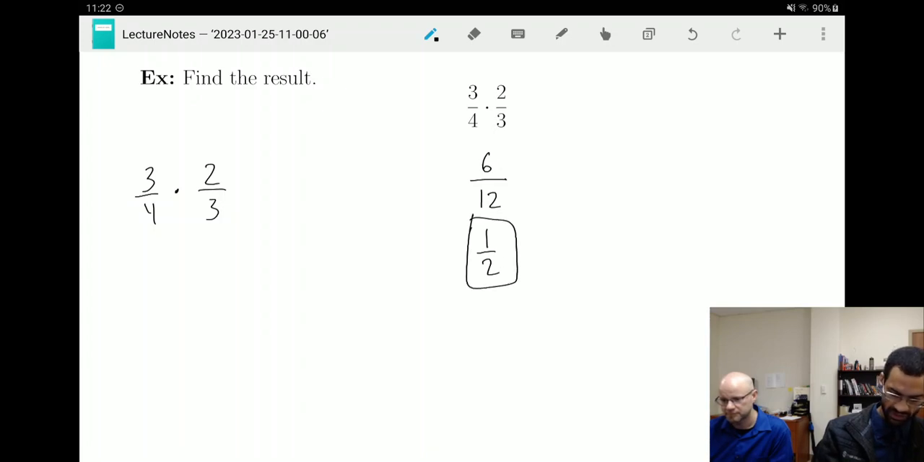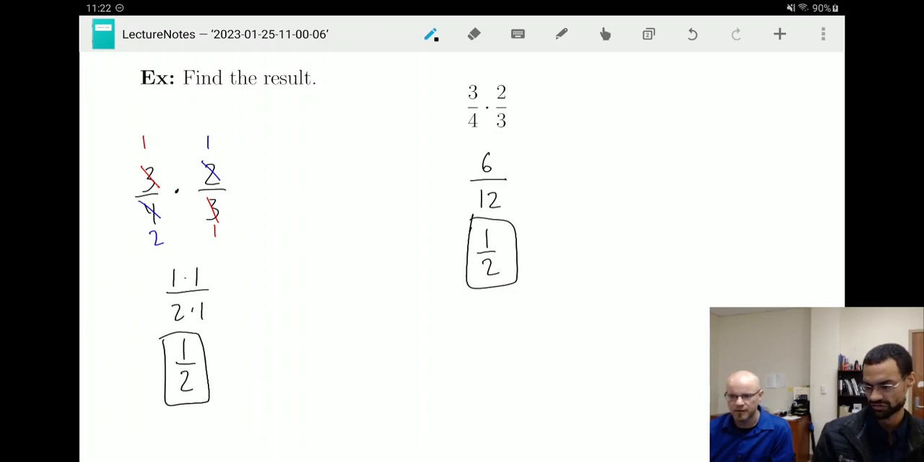I like to do it like this, where I say, well, 3 divided by 3 is 1. That's 1 over 1. And 2 over 4 is 1 over 2. So really, this is just 1 times 1 over 2 times 1, which is 1/2, right? I like that way because it's smaller numbers. You can divide before you multiply.